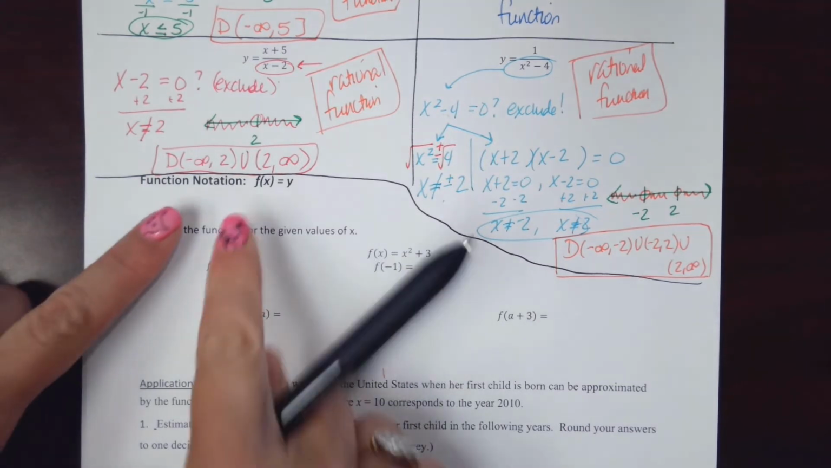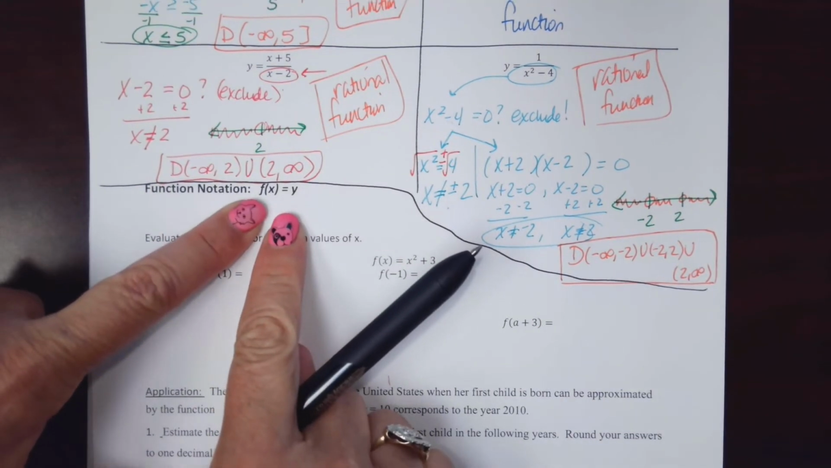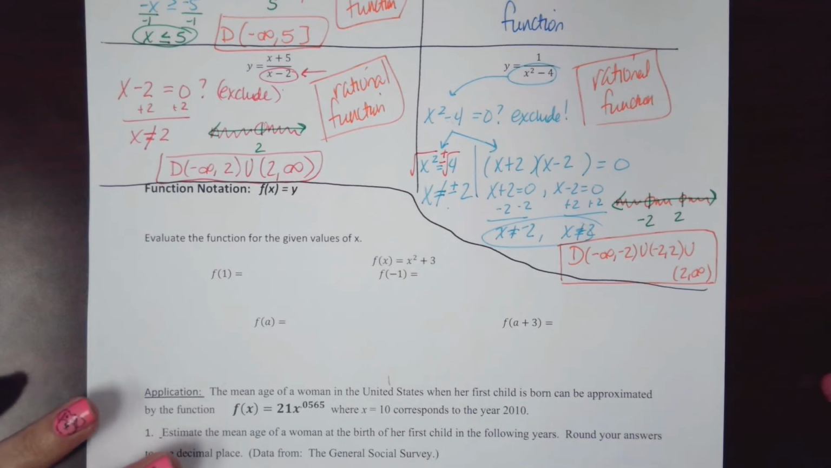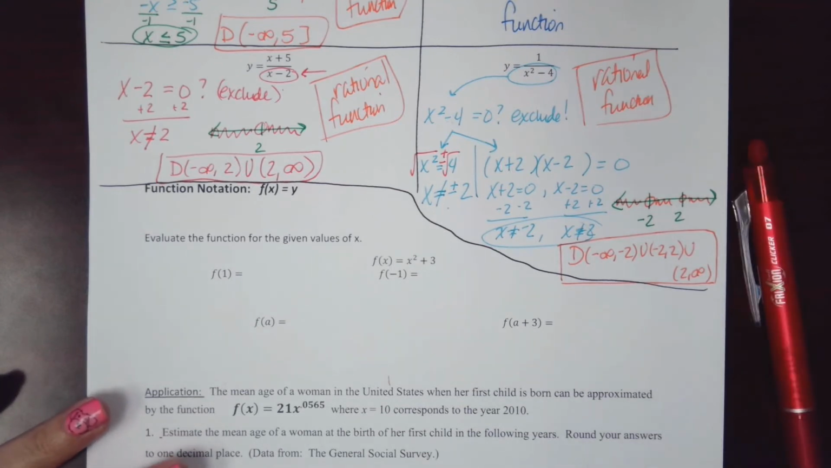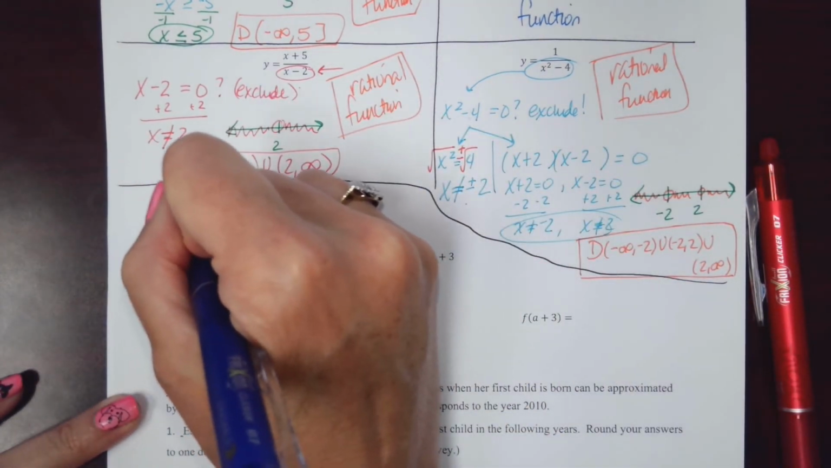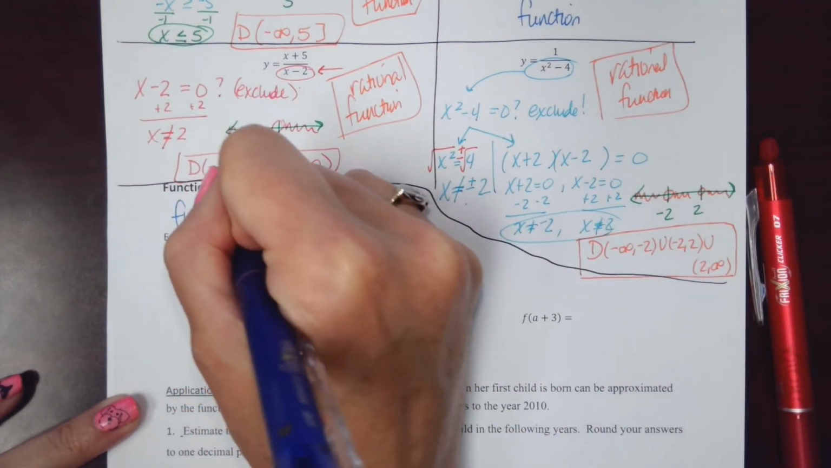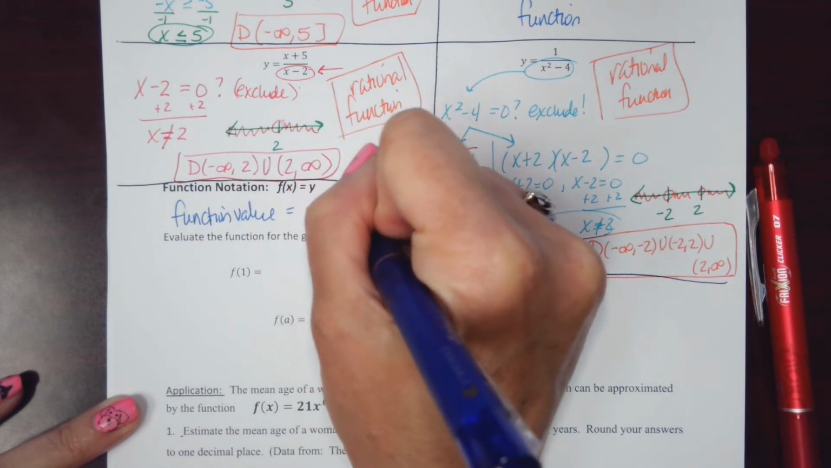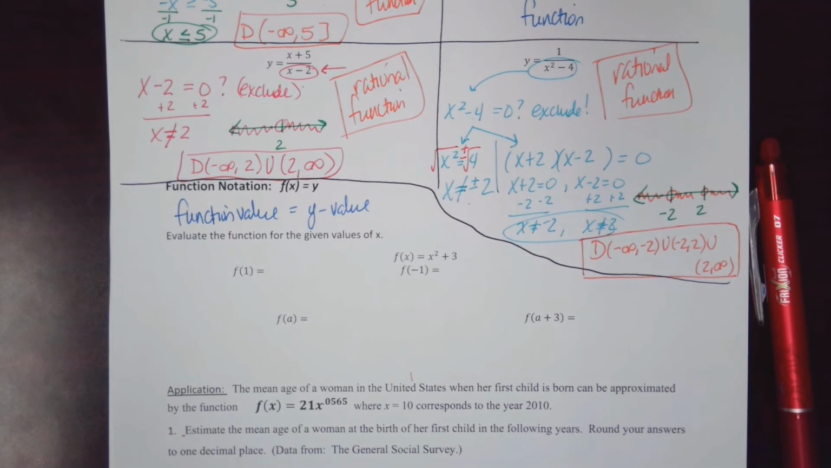Function notation. I kind of ran my way down into this. Sorry. Function notation. F of x equals y. I started the notes talking about f of x equals y as our function notation. So you've already been introduced to that idea. This emphasizes that my function value is equal to the y value. The function value at some x is equal to that y value.